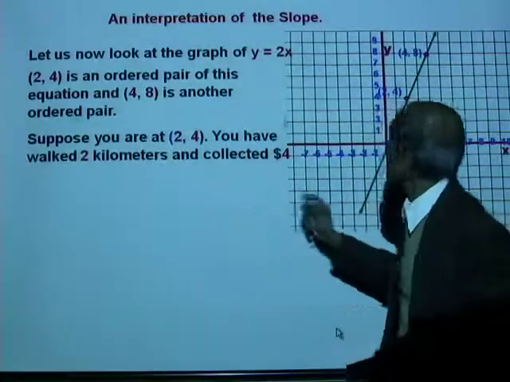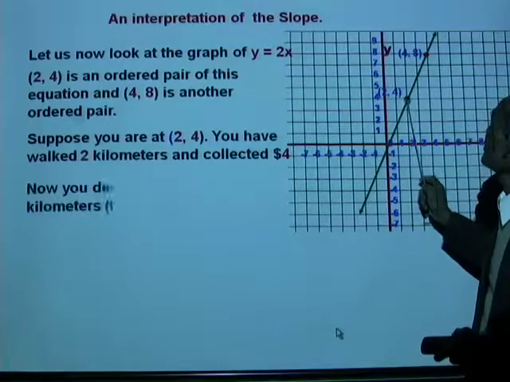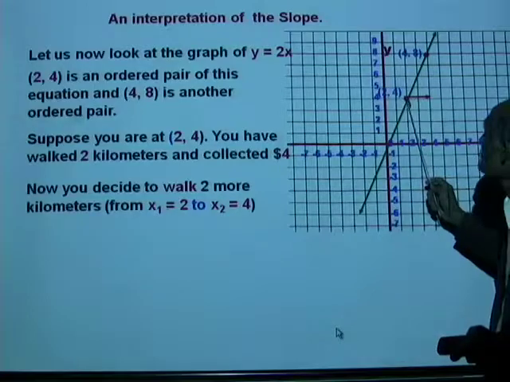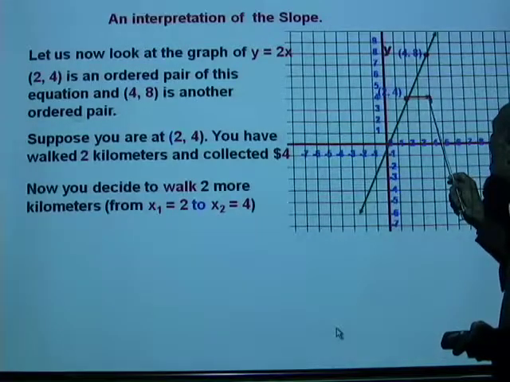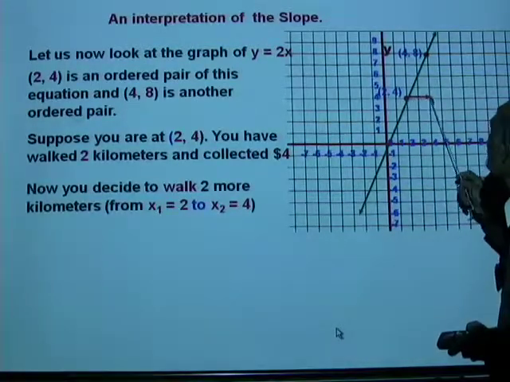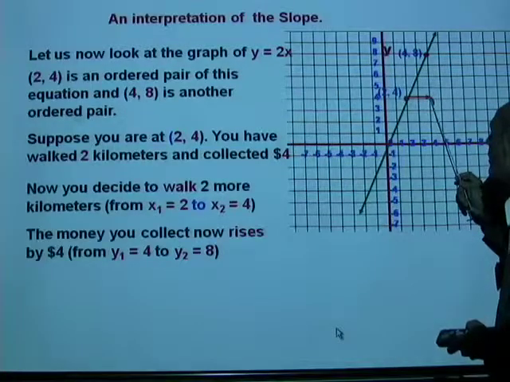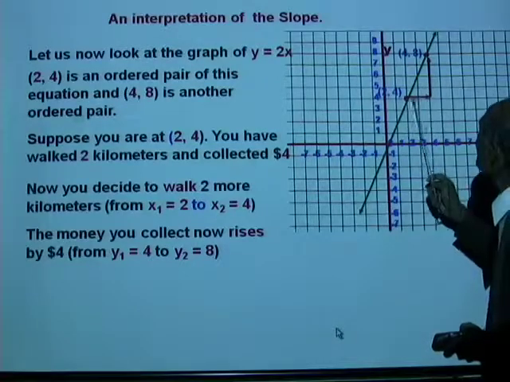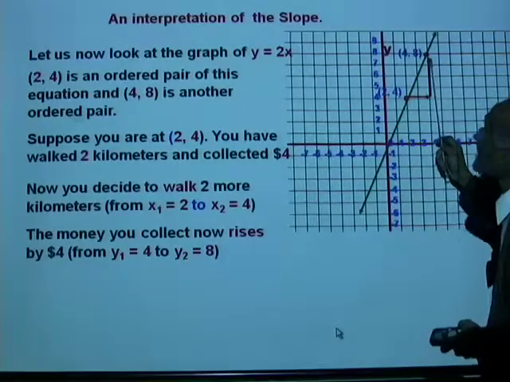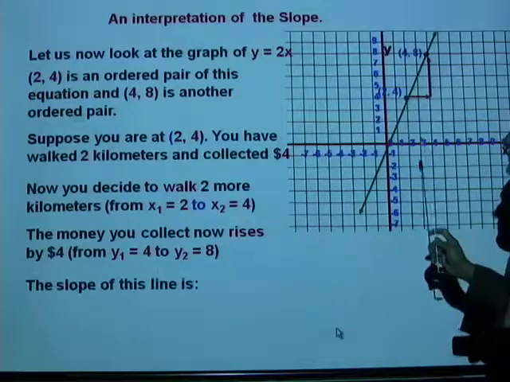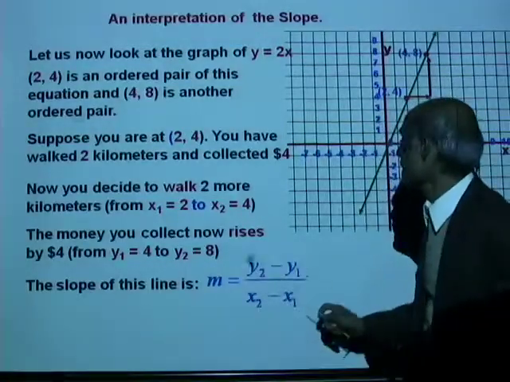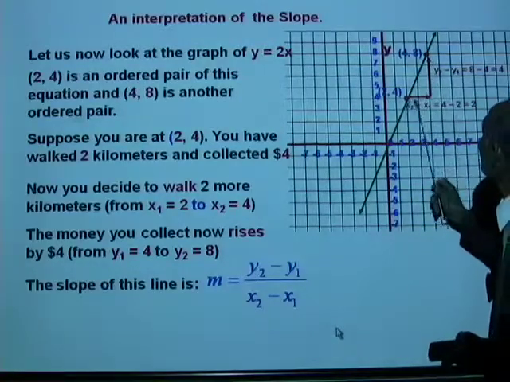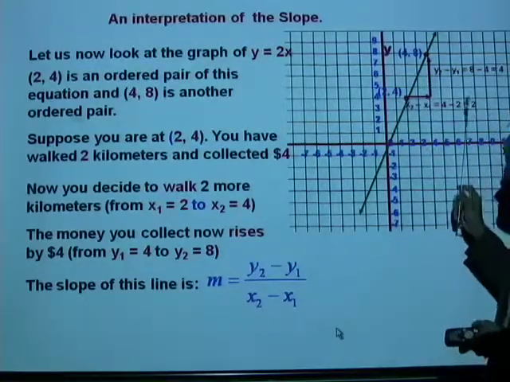Now, suppose you are at (2, 4) and you have walked 2 more kilometers. Look at that. You are at (2, 4), you walked 2 more kilometers, so x increases by 2. Now y goes from 4 to 8. So if this is the increase in x, that is the increase in y. Now, the slope of the line is y2 minus y1 over x2 minus x1.